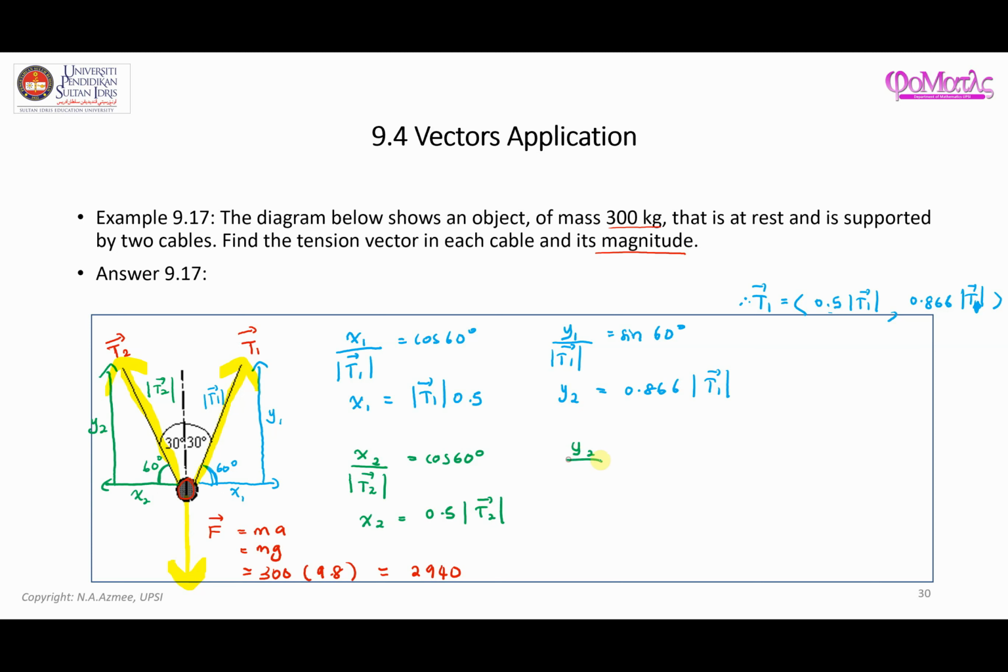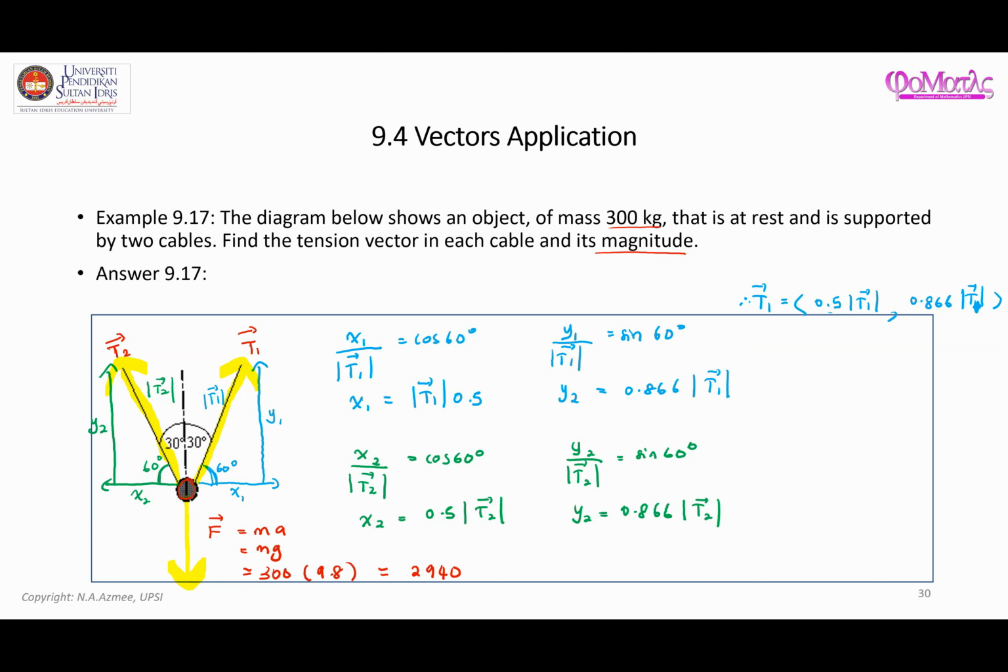Next, y2 over the magnitude of tension vector 2 is equal to sine 60 degrees. Therefore, y2 is equal to 0.866 and the magnitude of tension vector 2.